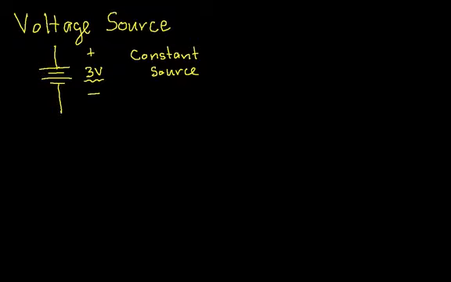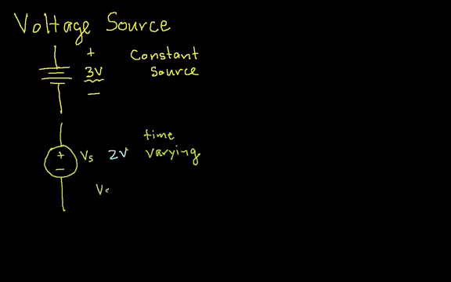Another symbol that you'll see quite often is a circle with a plus and minus in it, and you'll see something like V sub S, or perhaps some constant voltage, say maybe something like 2 volts or whatever. But the idea is that this is also a voltage source, but it's possibly time varying. In other words, V sub S might be some signal that changes as a function of time.